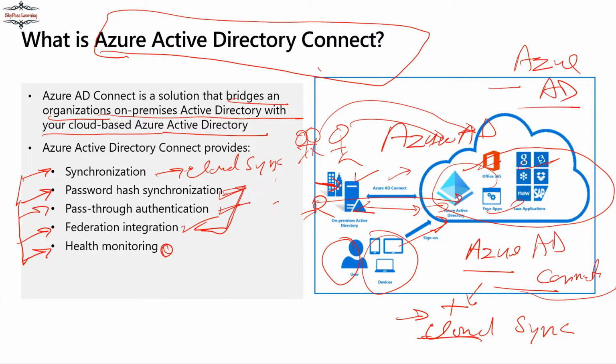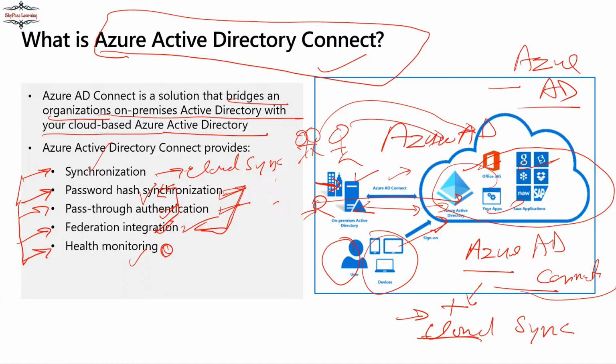This solution, the Azure AD Connect, helps to set up synchronization. That means the objects that exist in the on-premises AD can be synced to the cloud, whereas the password hash, pass-through, or federation, these three are the sign-in authentication strategies, whereas health monitoring is used to monitor the health of Azure AD Connect.